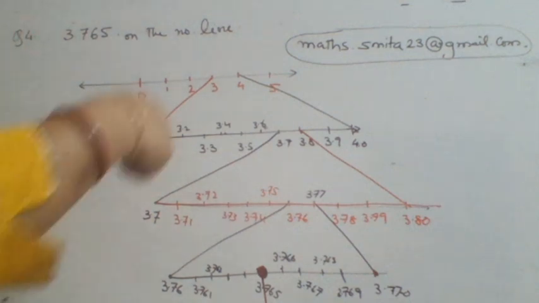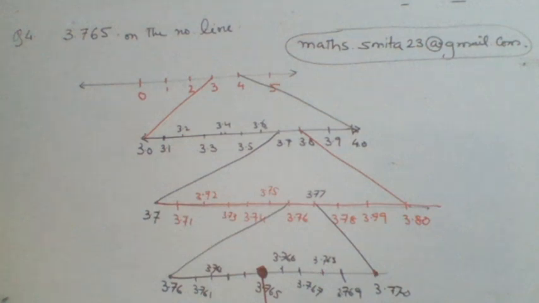I have given you the mail ID. This was one question from your exercise 1.4. Tomorrow we will do visualize 4.26 bar on number line up to 4 places of decimal. We will continue with it.